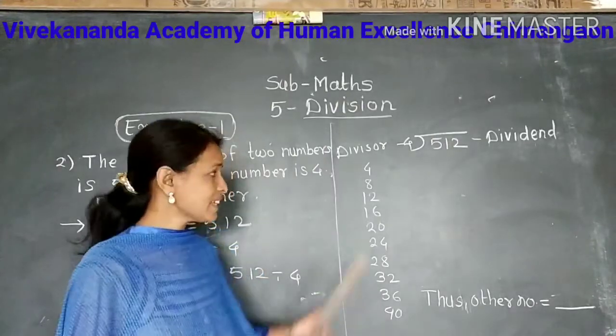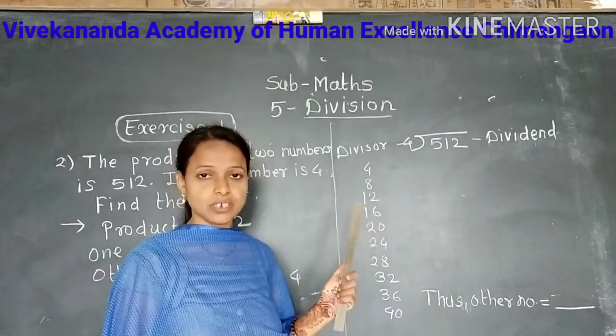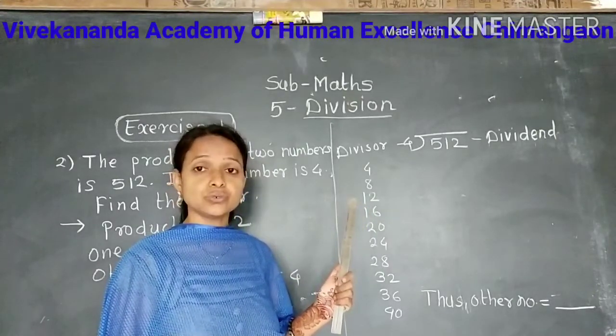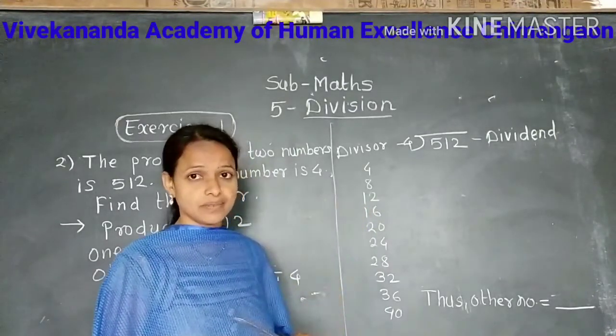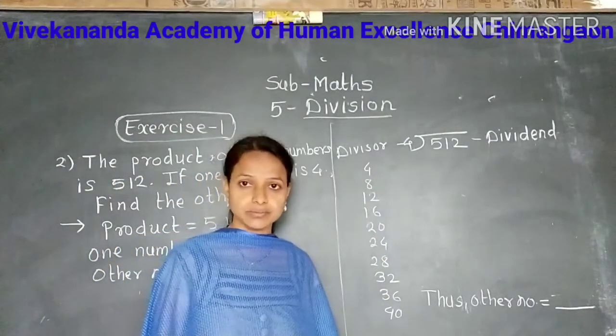It is easy to solve this example. Actually, that table must be learned. Your tables 2 to 30 must be learned, and then you can solve any division problem easily.